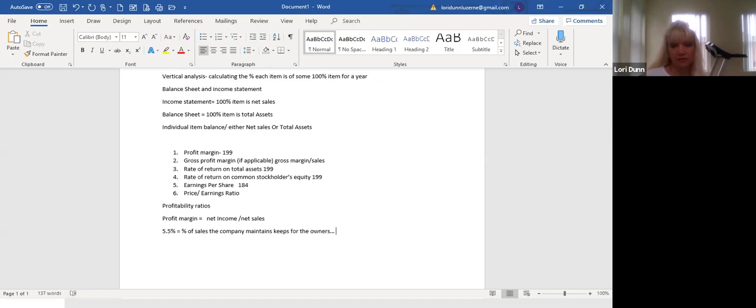Now remember, this income could remain in the company or be paid as a dividend to the stockholders. A company may pay all of it as a dividend, none of it, or a portion of it. But it's measuring how well the company manages their expenses and manages their revenue. The efficiency component comes in.